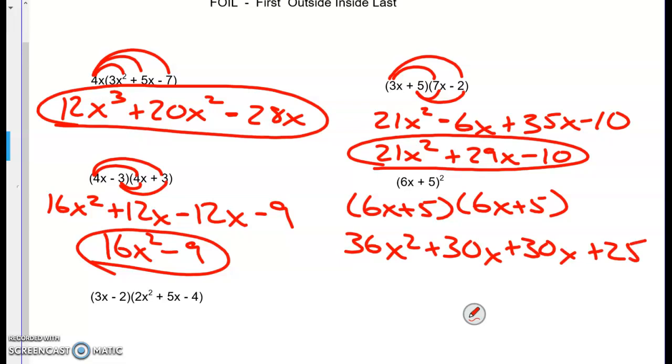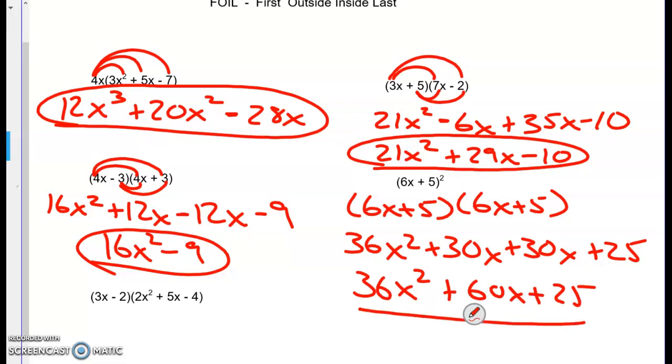Sometimes people want to just cancel the middle terms. Got to be careful here. You don't cancel something when you have 2 of the same sign. You need opposite signs. You're going to combine those like terms like you did in the problem above. 30x and 30x is 60x. And then 25 on the back end there.